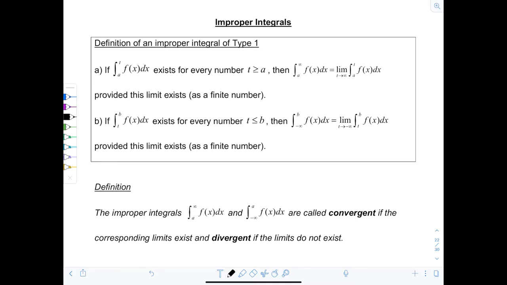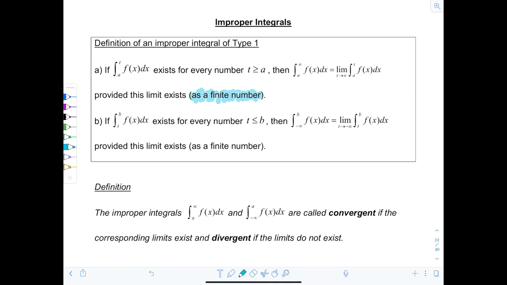If the integral from a to t of f of x dx exists for every number t greater than or equal to a, then the integral from a to infinity of f of x dx is equal to the limit as t approaches infinity of the integral from a to t of f of x dx, provided this limit exists as a finite number.